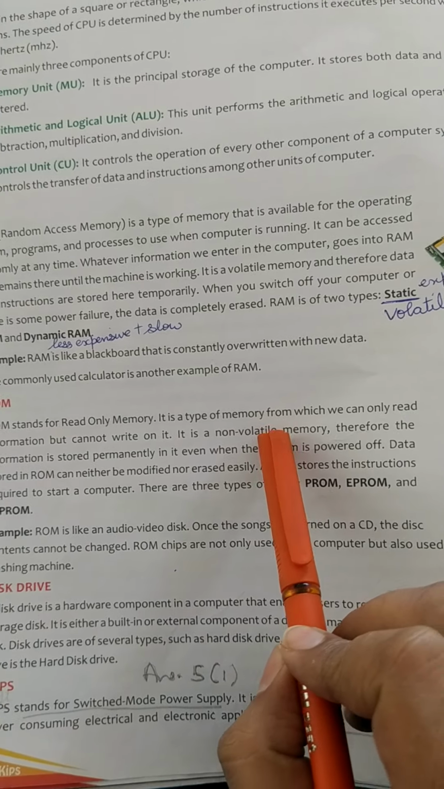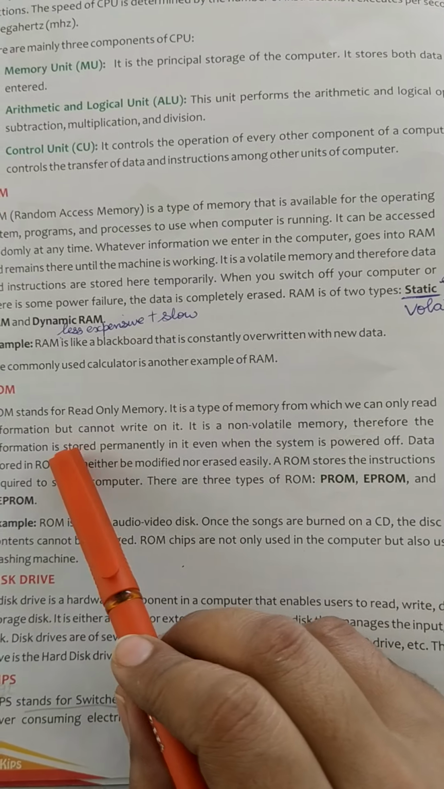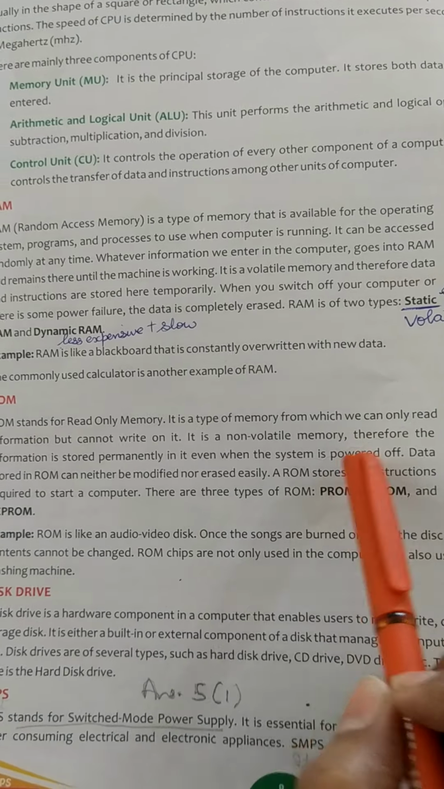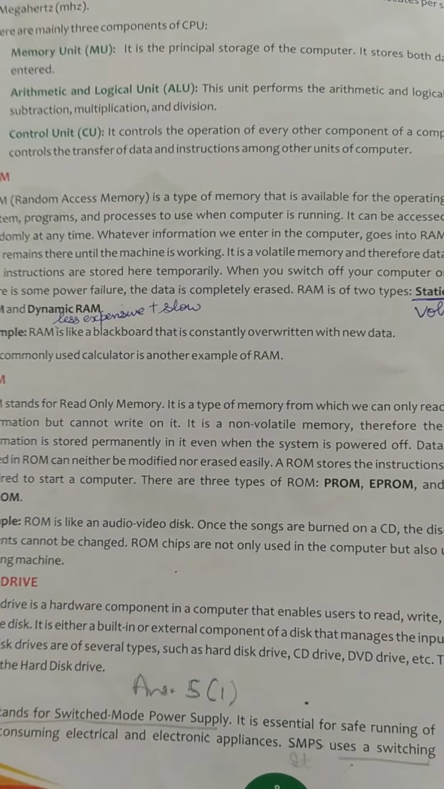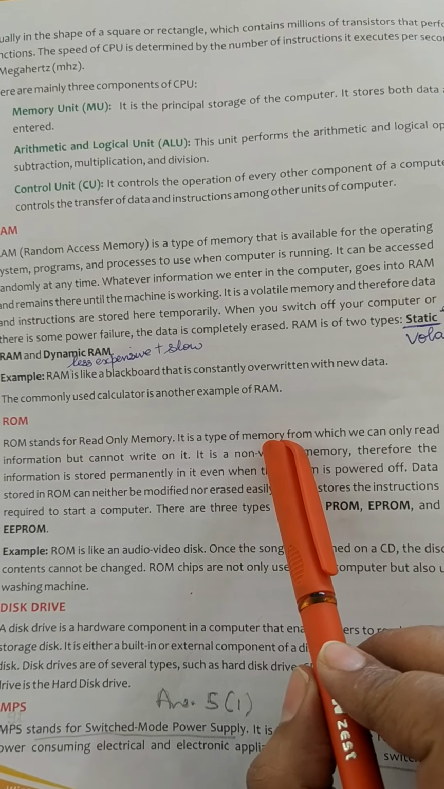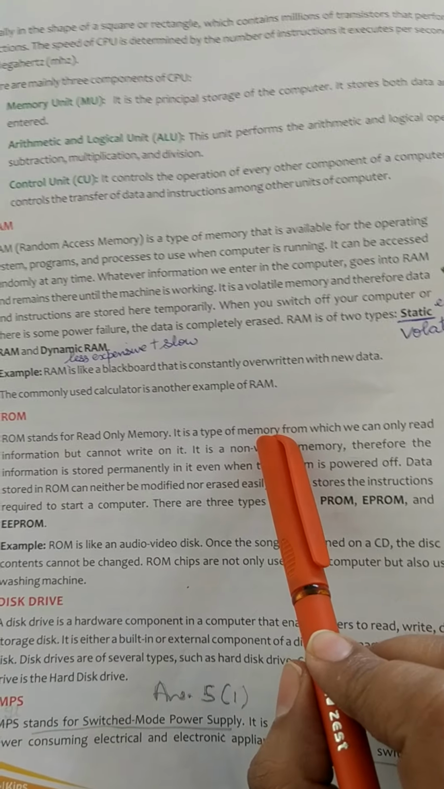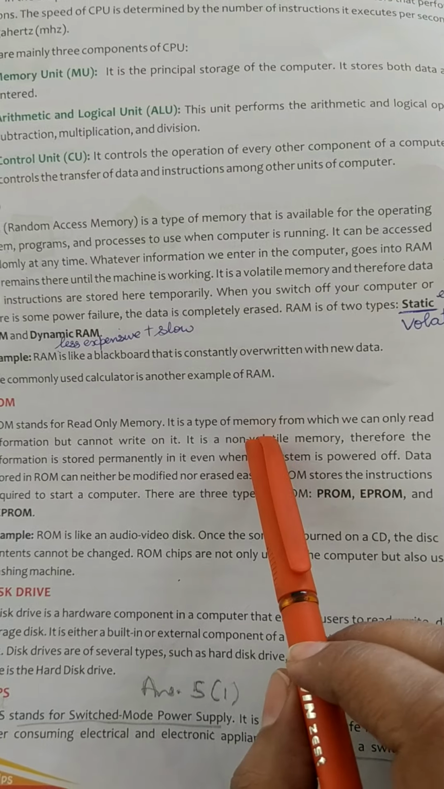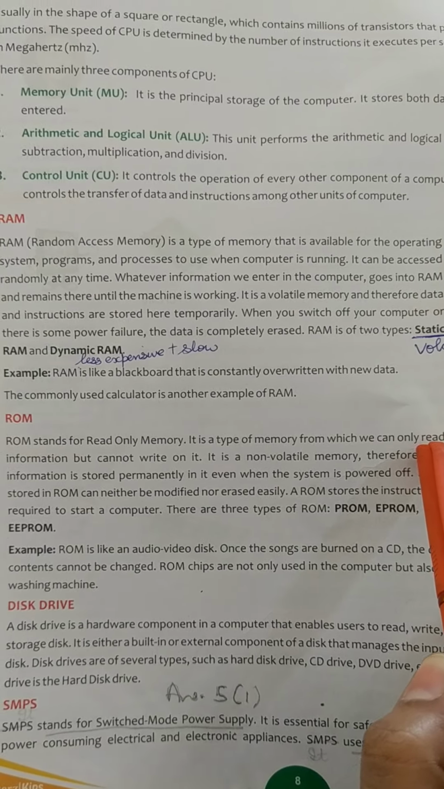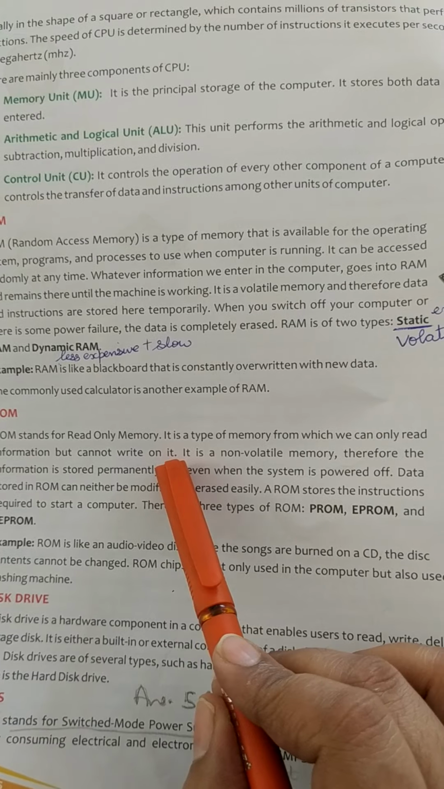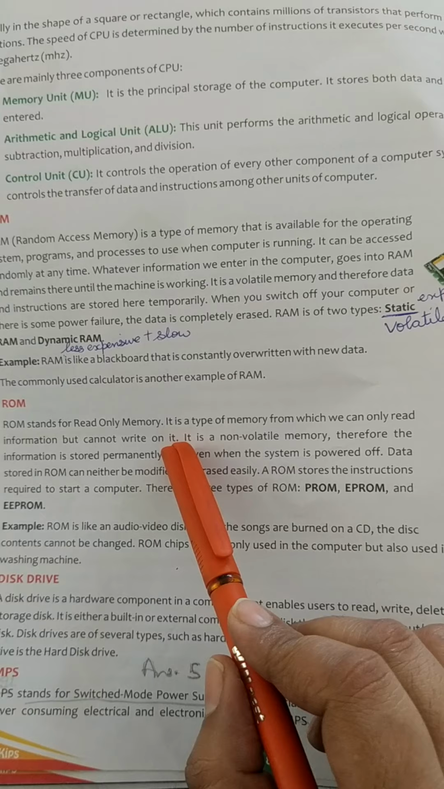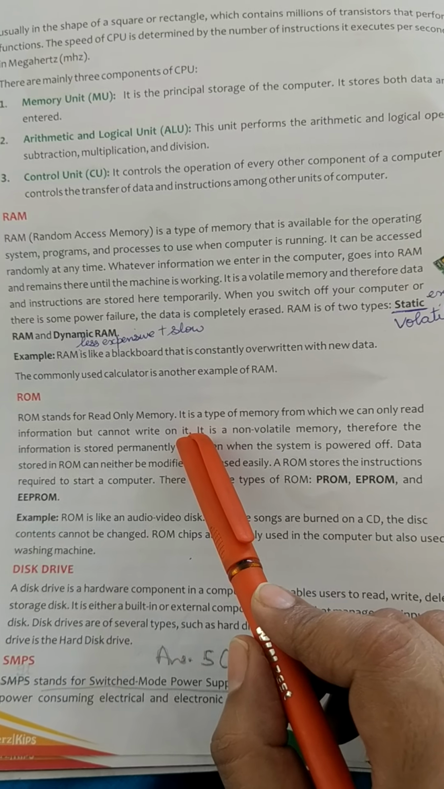It is a non-volatile memory in which the information is stored permanently even when there is a power failure or the system is powered off. It is meant for permanent storage as the data can neither be modified nor erased easily. So it is that type of memory from which we can only read information but cannot write on it. That means it is meant for permanent storage and only used for reading purposes.